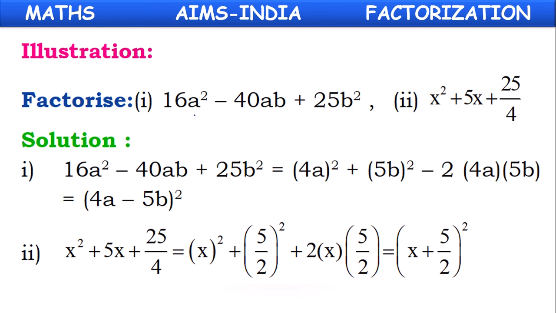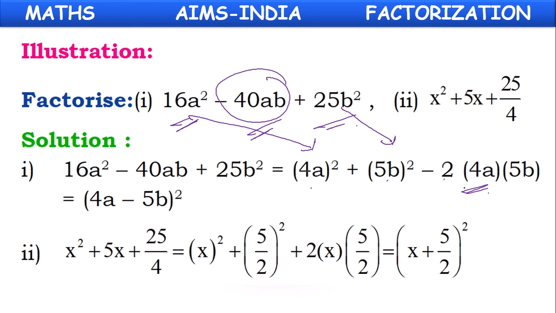Here, children, you have some more examples here. 16a square minus 40ab plus 25b square. 16a square can be written as 4a whole square. 25b square can be written as 5b whole square. This middle term is 2 into square root of first term into square root of second term. Like this we can write.